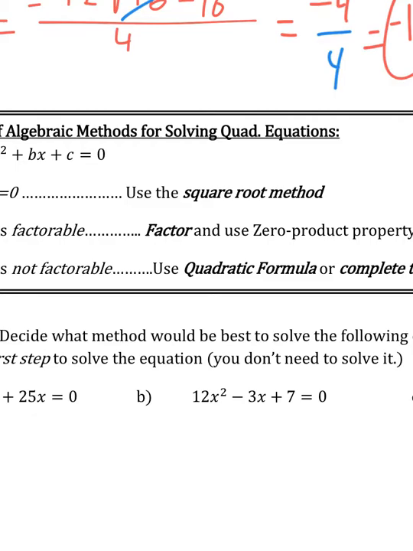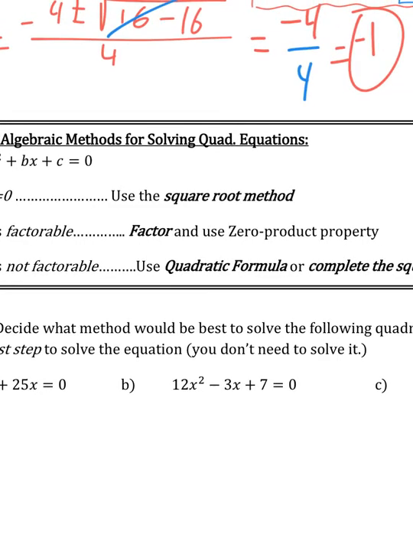So we got some summary of some methods real quickly. If b is 0, you want to use the square root method. In other words, if there's no x term, use the square root method. If it's factorable, then factor. That sure is easy, right? If it's not factorable, well, quadratic formula or completing the square, but probably quadratic formula.